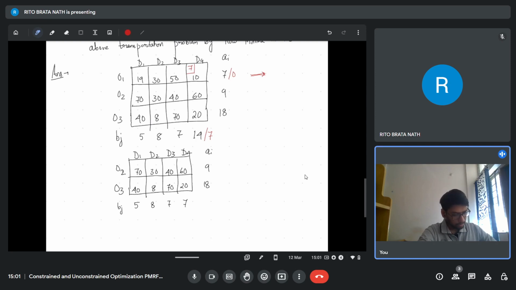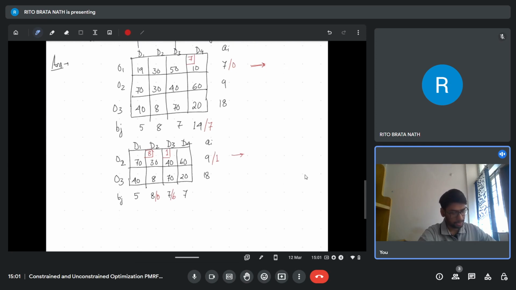Now what you can do, you have to again pick this one and check. So 30 is the minimum in this row, and you can see that from 8 and 9, 8 is the minimum. So the maximum that you can allocate here is 8. So this becomes 1, this becomes 0. Now you can also allocate the rest 1 in that row itself, and that you will do to 40 because that's the next minimum. So then this will become 6.